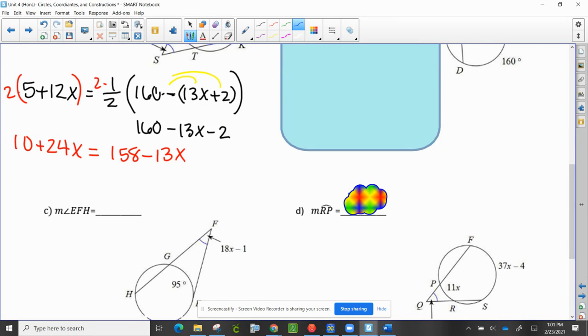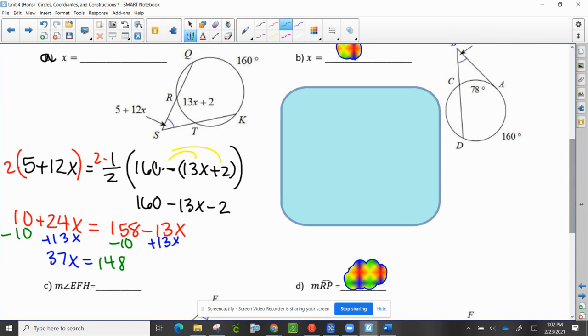Okay, so now let's get my variables on one side. I'm going to add this over. That would be 37x. Get my constants on the other side, so 148. If I divide that out, we should get that x is 4. So definitely a little tougher algebra here. Anytime you're subtracting something, make sure you subtract the entire piece if there are 2 terms.